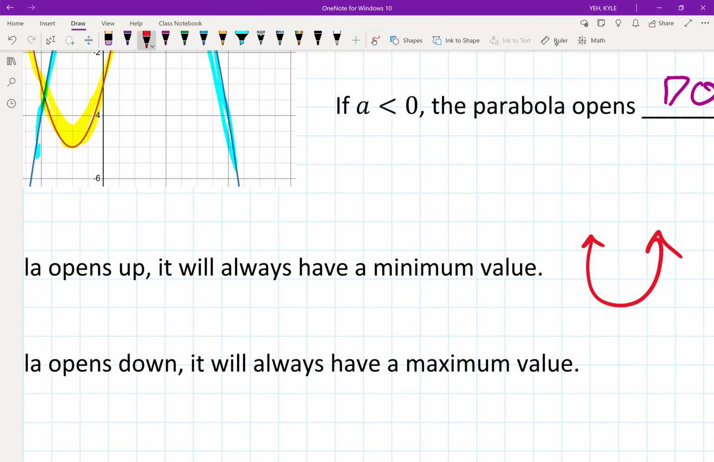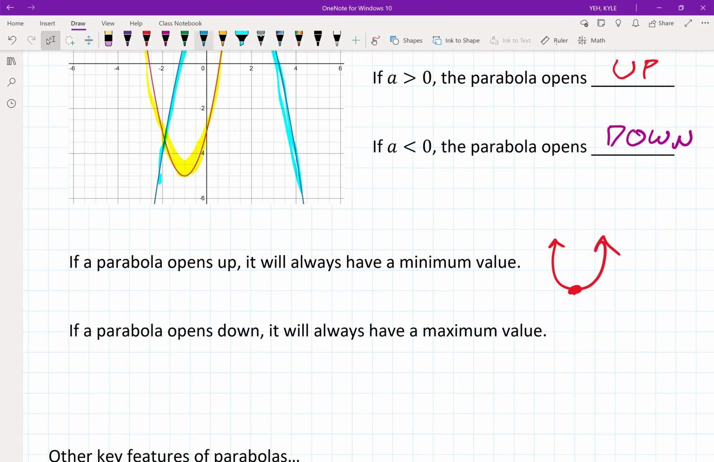If I have an upwards opening parabola, there is definitely a lowest point here, a minimum value. It goes up forever on both sides. So I don't think there's a maximum value, but there is a minimum value, a lowest point on that graph. And conversely, if a parabola is opening down, we definitely have a highest value, a top of that parabola.